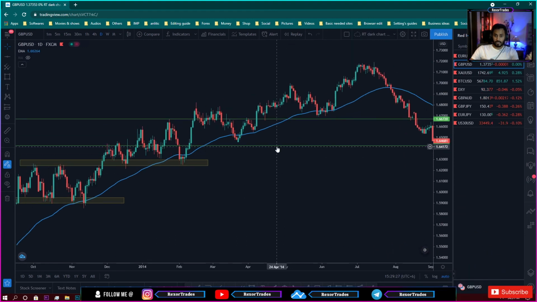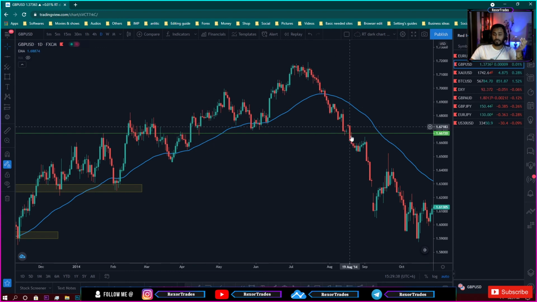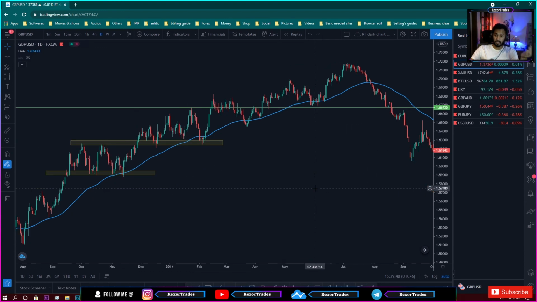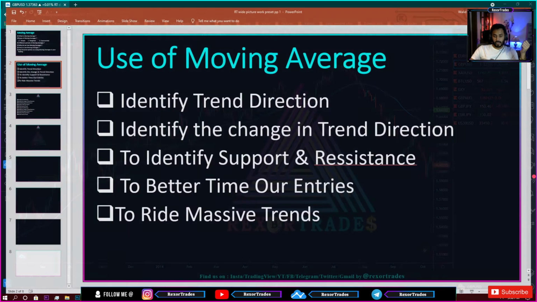So that's how, by trailing your stop loss just below the moving averages, like around this way, you can actually ride these massive trends until the price actually changes trend direction right around here, which you can also get by the moving average crossover that we just talked about earlier. So that would be all from me about moving averages.